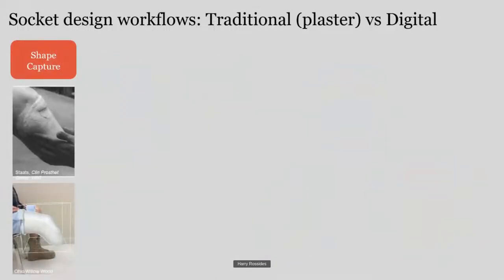So how does this workflow look like? In a traditional workflow, you start off with a method to capture the residual limb shape. For the traditional workflow, you can use plaster to do so, whereas digital workflows can use 3D scanners to digitize the surface of the residual limb.